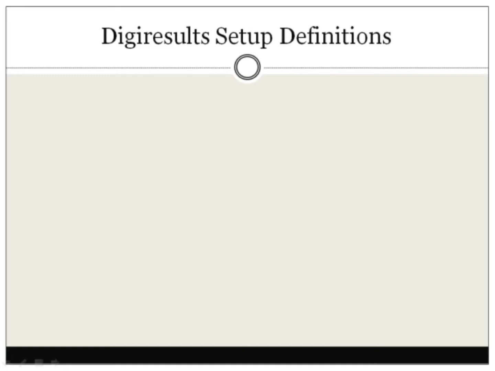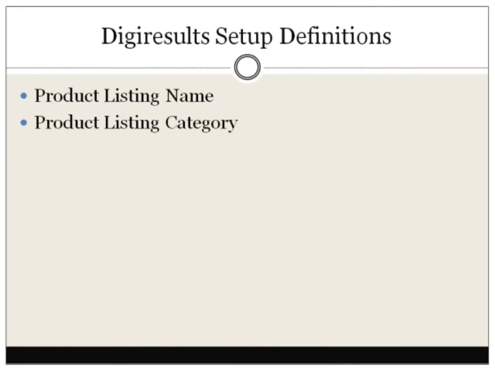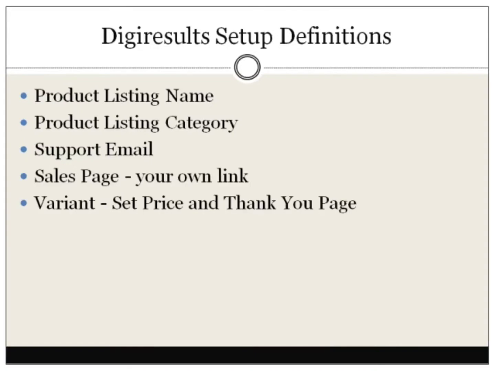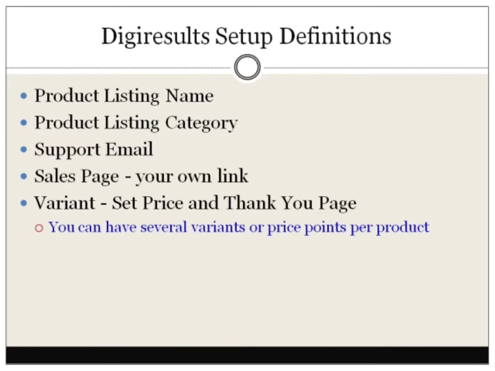Let me go over some DigiResults definitions. You're going to need to have your product listing name, basically your product listing category, where your product fits into, the support email, the sales page, and you're going to need to have your own link, a variant, which is basically the price, and your thank you page. And you can have several variants or price points per product.